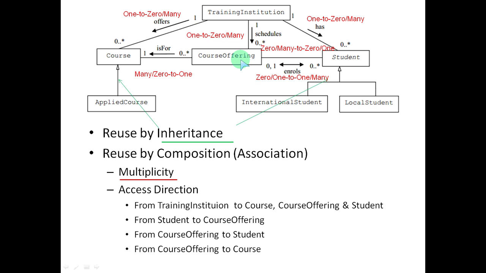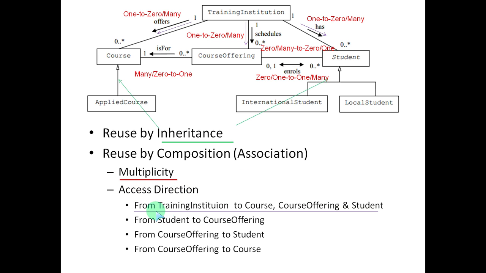On the other hand, the relationship between course offering and student is zero or one to one or many, meaning that the course offering can be taken up by many students, right? So that is what this multiplicity means.